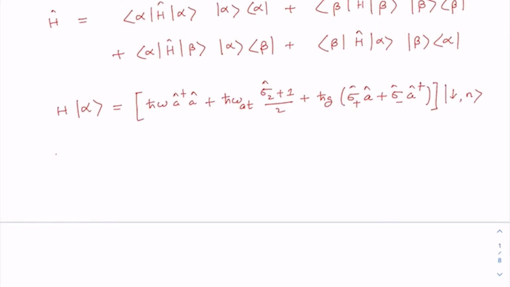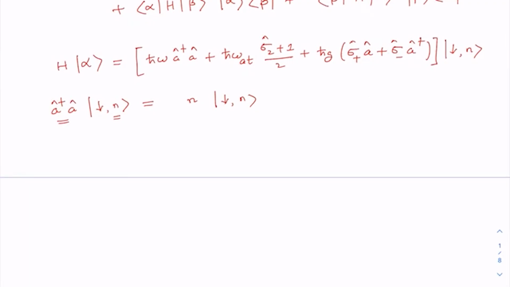Let me work out the terms separately. Say a†a, when it operates on this state: a†a is associated with the field mode, so it will act only on the field state, that is ket n. Because this is a number operator, we will have n, and the atomic state will remain as it is. You know that a†a acting on ket n gives n times ket n; this is the eigenvalue equation.